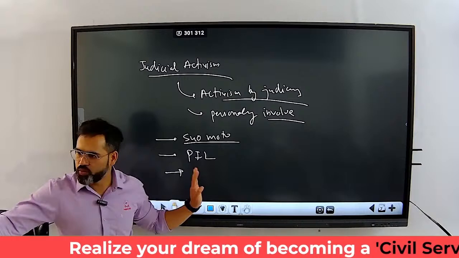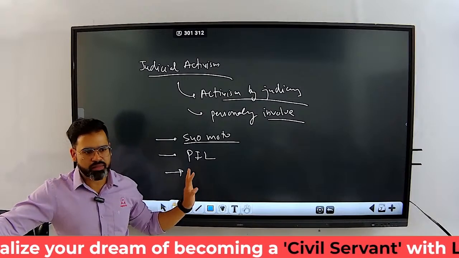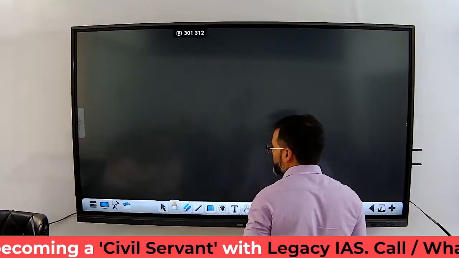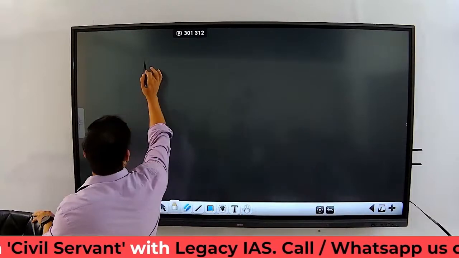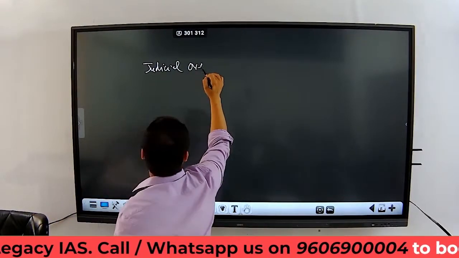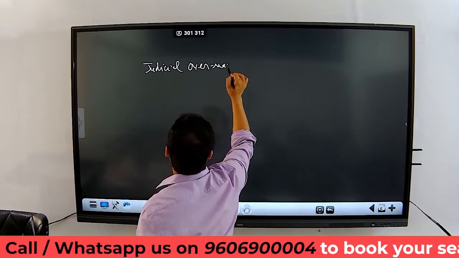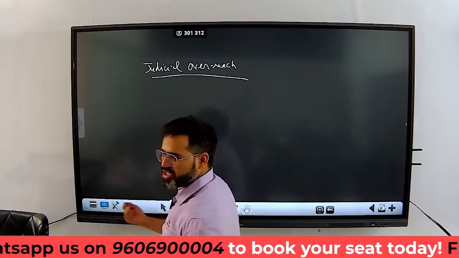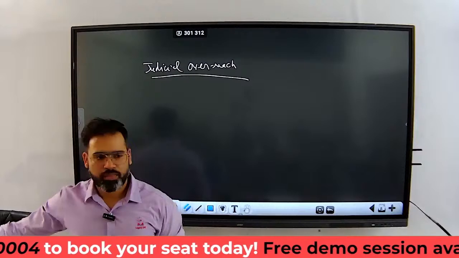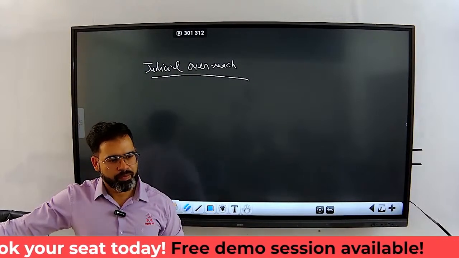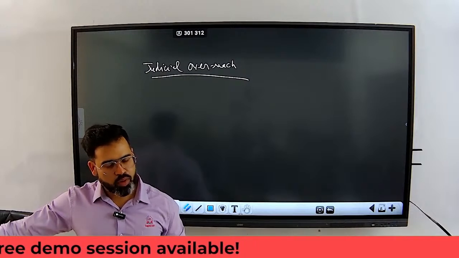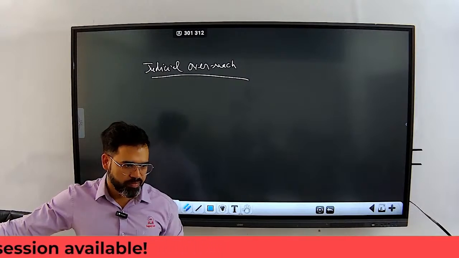So it has no support. No article number is dedicated for judicial activism. Third comes judicial overreach, or judicial adventurism.